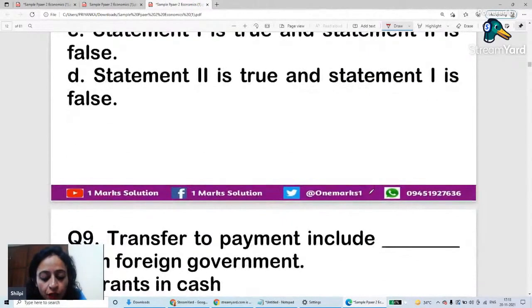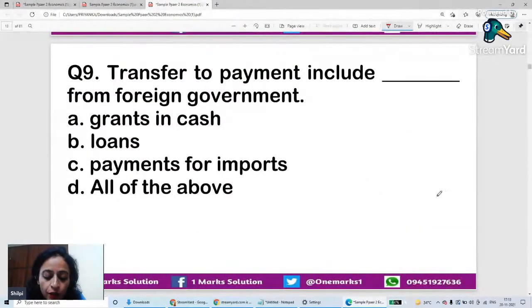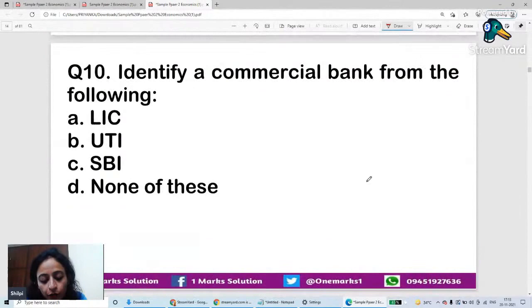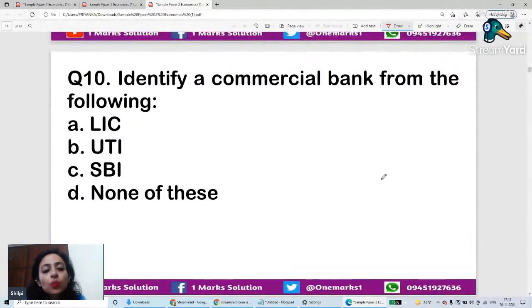Now question number 9. Transfer payments include dash from foreign government. Transfer payments are those payments against which no contribution to production is done. So option A, grants in cash. Grants in cash is only a single-sided transaction against which no production is done. So option A is correct for this question. Question number 10. Identify a commercial bank from the following. If you look at the list of banks given here, LIC is not a commercial bank, UTI is not a commercial bank, State Bank of India is, yes, a commercial bank. So option C is correct.